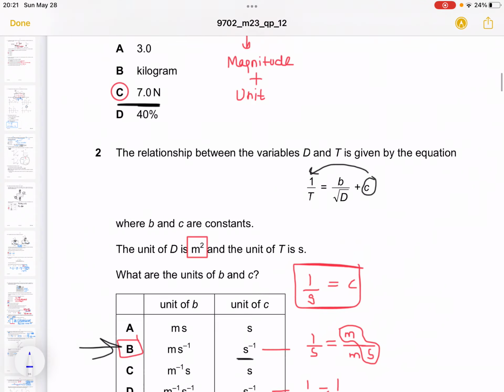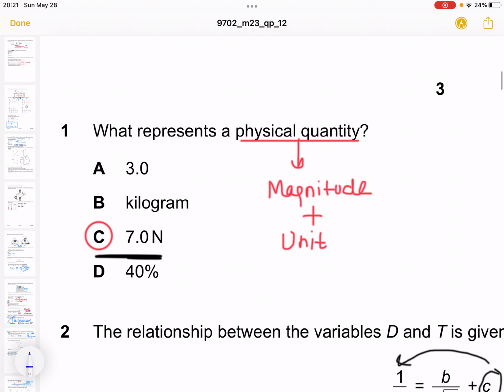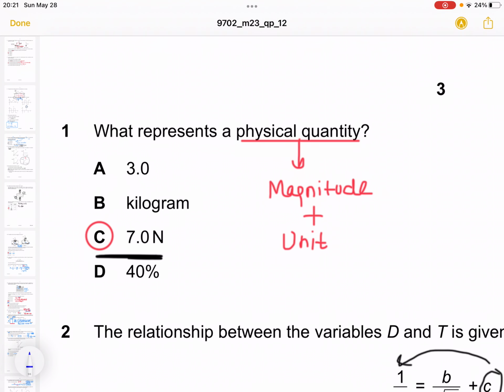Hello, so this is A-level physics and today we are going to start with March 23, paper 1, variant 2. Question number 1 is, what represents a physical quantity? Do bear in mind that a physical quantity has a magnitude and unit, so C is the appropriate answer.